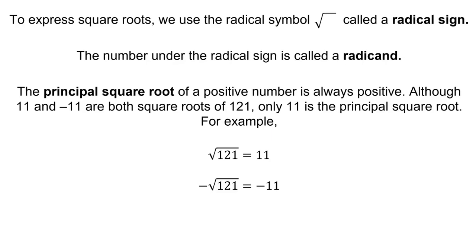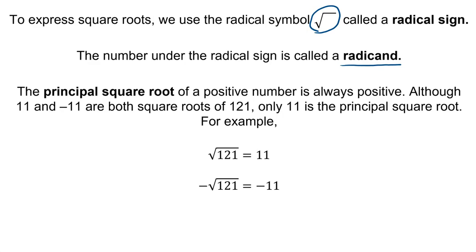Now, as mathematicians, we have to have a symbol to express every idea. So to express the idea of square roots, or to express that we need to find a square root, we use the radical symbol, which is this guy. And the number that we want to find the square root of goes underneath that radical sign. That number that we're trying to find the square root of is called the radicand.